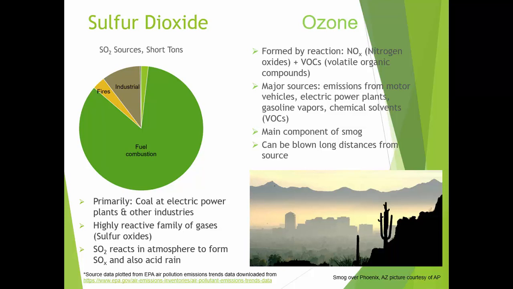Ozone is particularly nasty because it can be blown long distances from the source. And so even if it's being generated in an urban environment, as we see here, it can blow off into the countryside where crops are growing, and then it can damage crops. And it can also affect people living in suburbs and more rural areas.